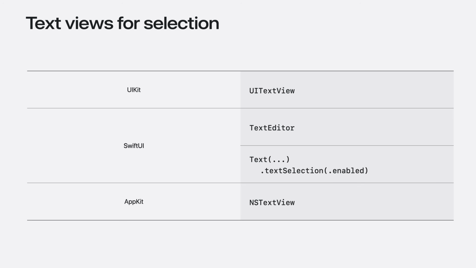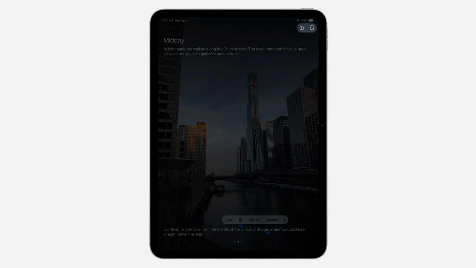I'm using a UI text view here, which already has accessible selection. You'll get the same experience by using Text Editor or text with selection enabled in SwiftUI. But I also want people to be able to discover this Save Recommendation feature for their selected text. Visually, I added this button to my toolbar to save the current selection.